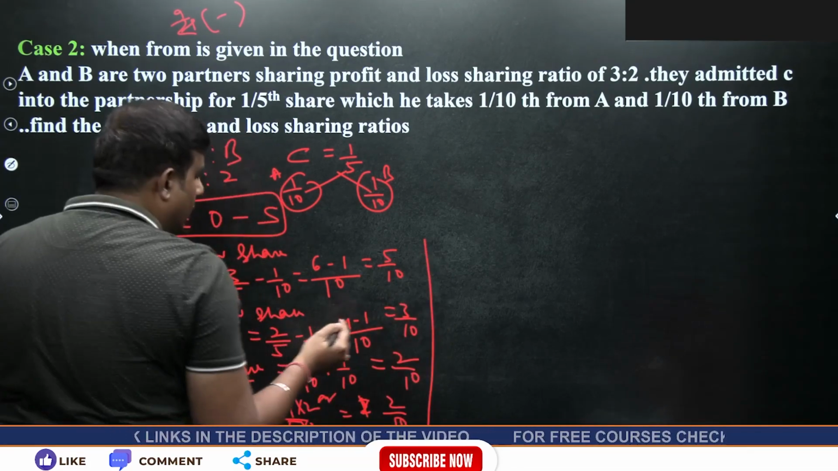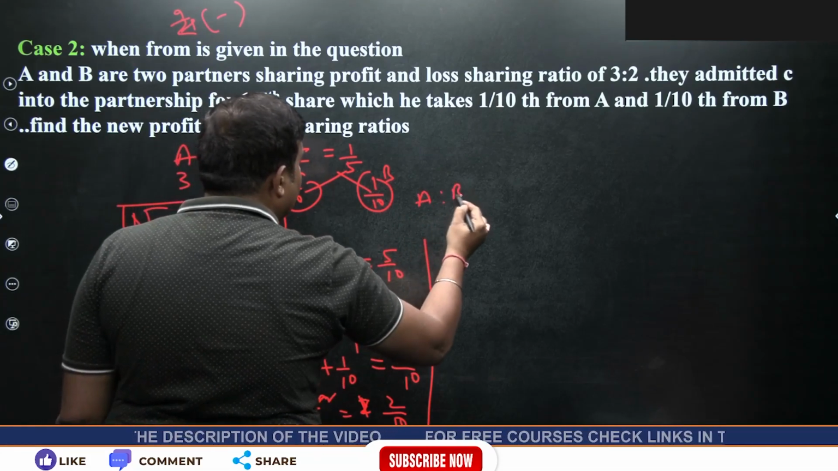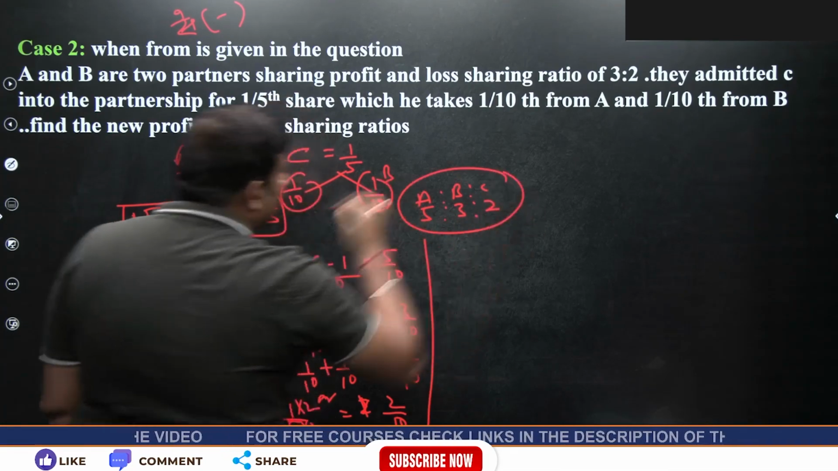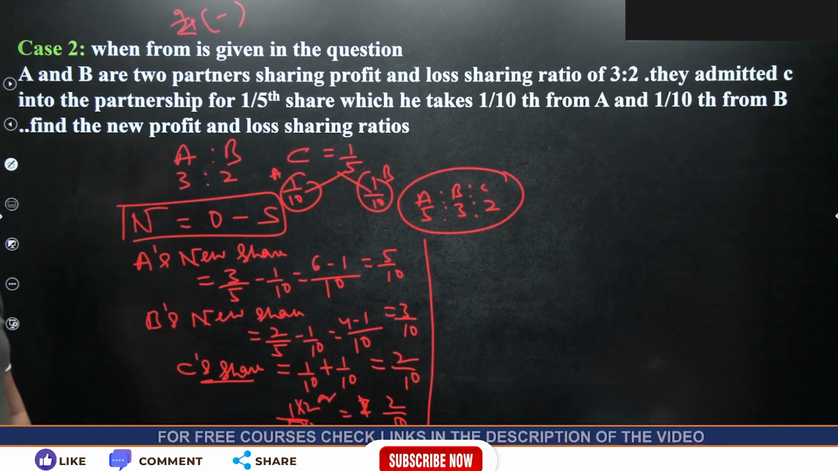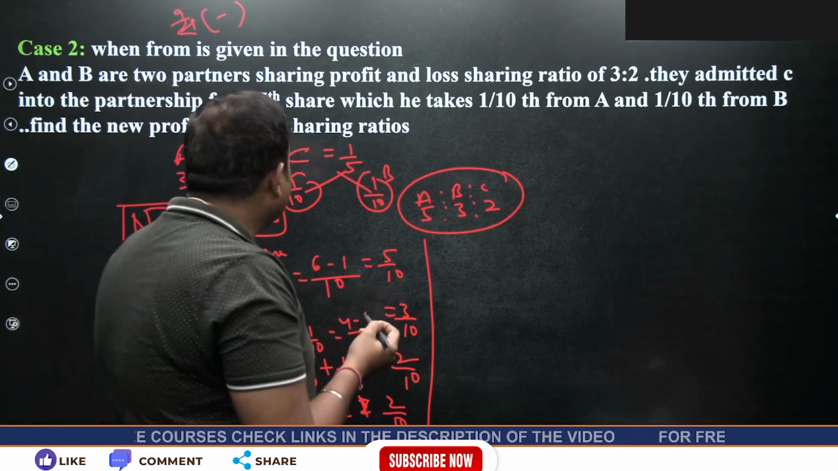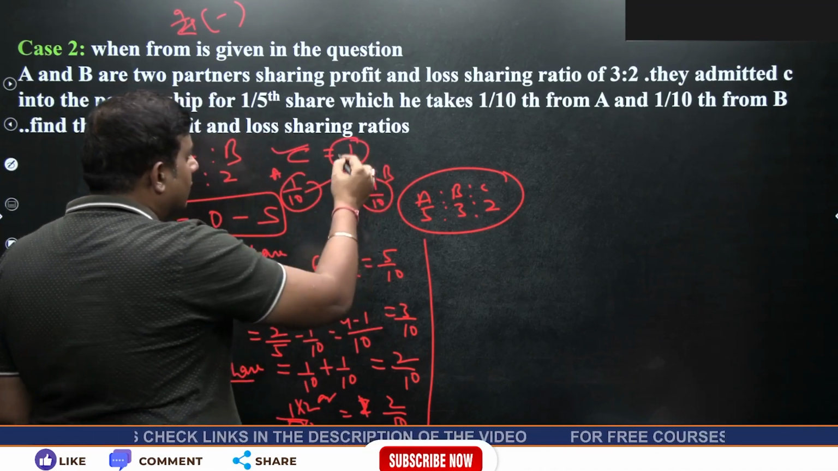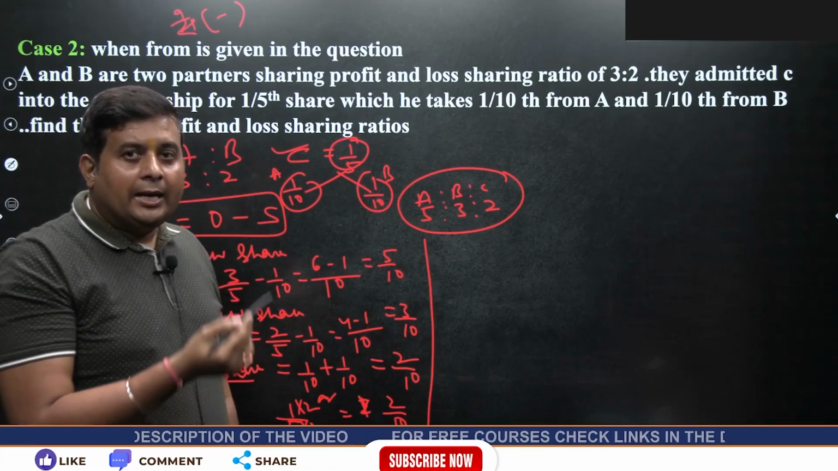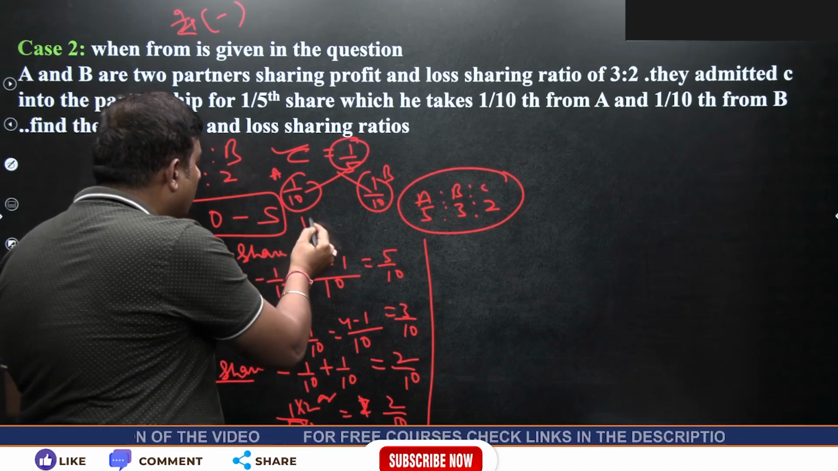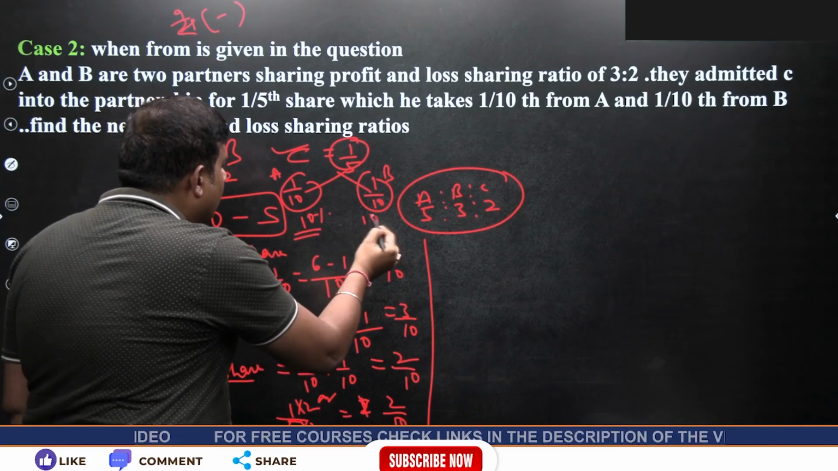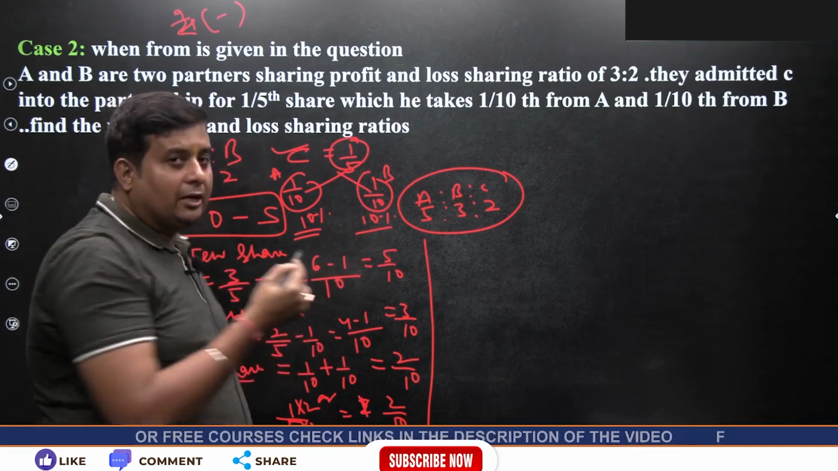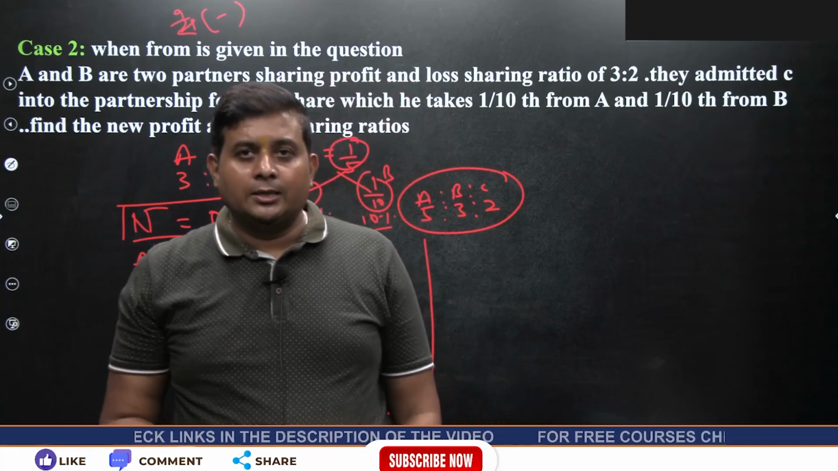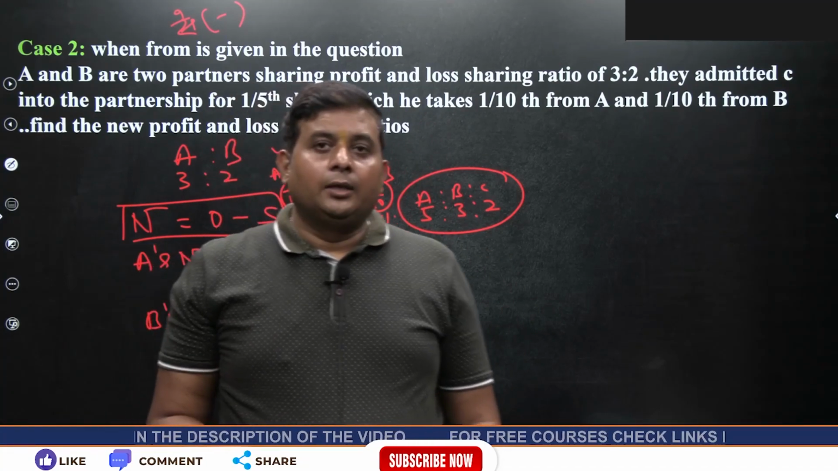So now the new ratio between A, B and C would be 5 is to 3 is to 2. And in this condition, finding the sacrificing ratio is also very simple, because C is joining them for 1/5 share. If you convert this into a percentage, it means he is joining the firm for 20%, and he is getting 1/10, I mean 10%, from A and 10% from B. So basically the sacrificing ratio between A and B is equal, because they are providing equally to C. I hope you understand.